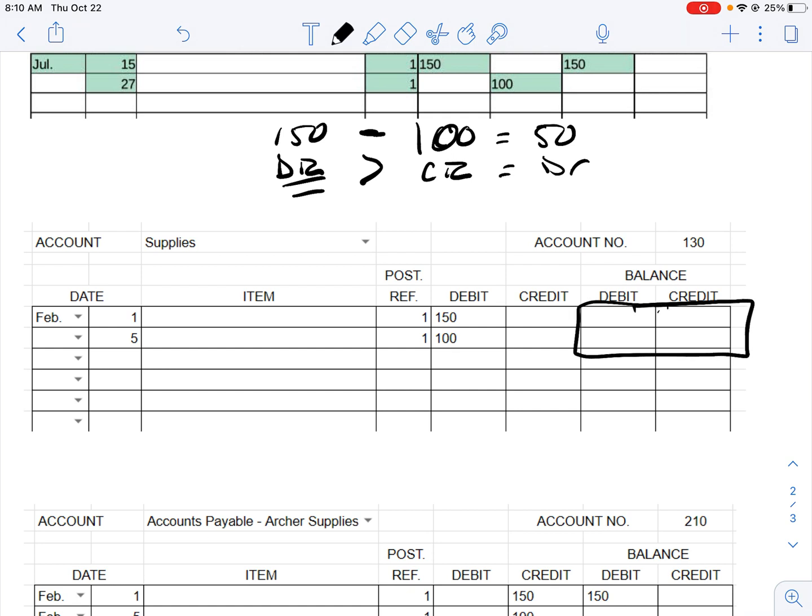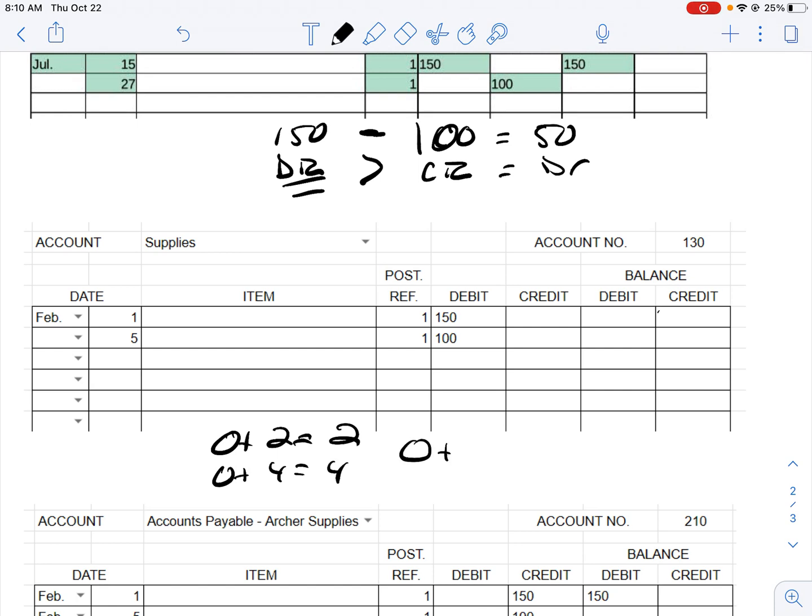So in order to calculate the balance on an empty ledger, let's start out here. If we go 0 plus 2 equals what? 2. 0 plus 4 equals 4. 0 balance plus a debit entry is going to give us a debit entry, right? So in this case we have our 150, we just need to extend that over to the debit of 150.